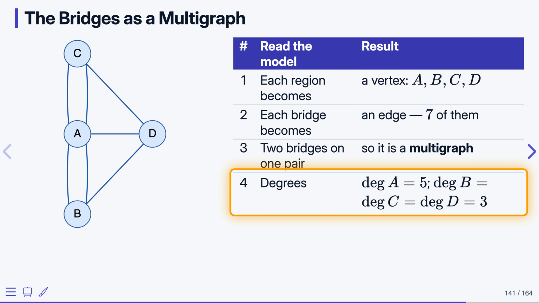Step 4. Now read the degrees. Vertex A has 5 lines, 2 to C, 2 to B, and 1 to D. Vertices B, C, and D each have 3. Check the total. 5 plus 3 plus 3 plus 3 is 14, and that is 2 times 7 edges, as it must be.